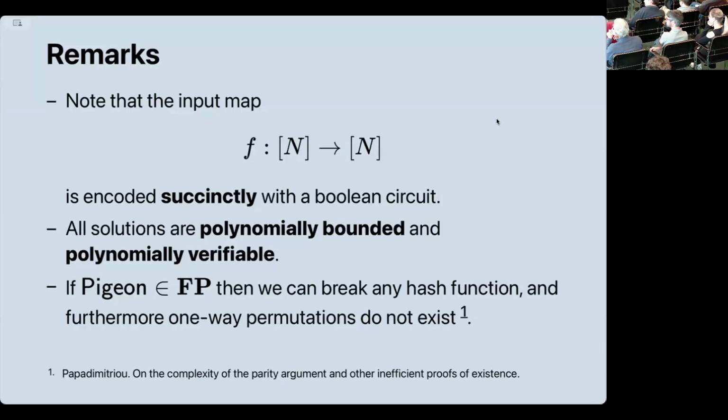Sorry, why FP here? Oh, well, it's a function problem. Actually find a collision. Yeah, it's actually FP. So if it's in FP, then we can break any hash function. Furthermore, it's an exercise to show that if this is true, then one-way permutations don't even exist. So we should believe that this thing is hard if we believe that these basic crypto primitives that we all take for granted exist.